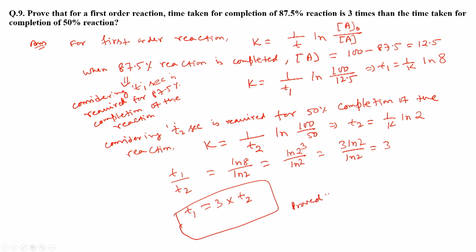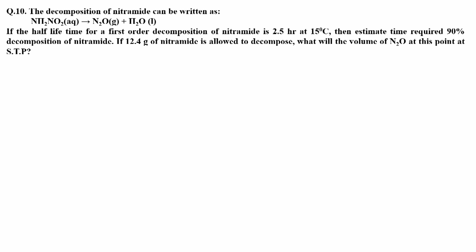Okay. So the next problem is: the decomposition of nitramide can be written as NH2NO2 in aqueous solution gives N2O gas plus H2O liquid. If the half-life time for a first order decomposition of nitramide is 2.5 hours at 15 degrees Celsius, then estimate the time required for 90% decomposition of nitramide. If 12.4 gram of nitramide is allowed to decompose, what will be the volume of N2O at this point at STP?